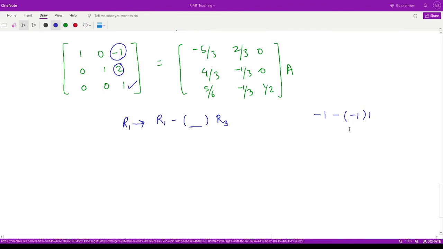I should write minus 1 here, so that it would be minus 1 plus 1, this would be 0, right? So I should write minus 1 here, right? This is for the first row. For the second row, what do I require? R2 minus something into R3. Now what is that something?